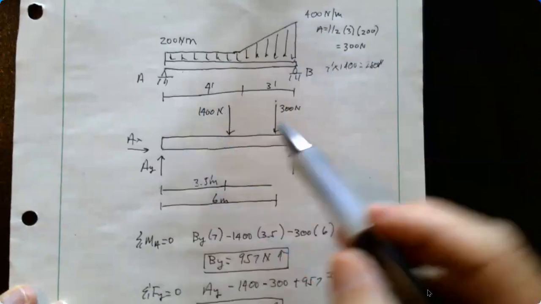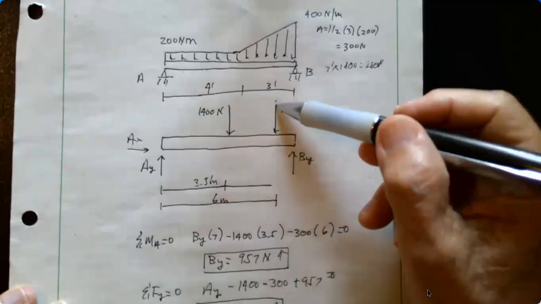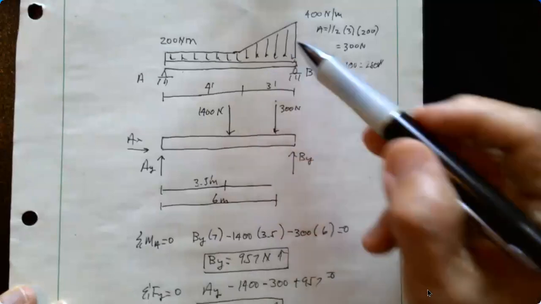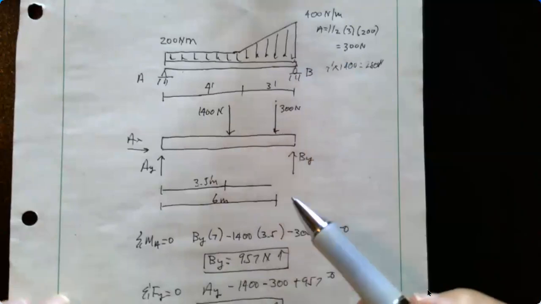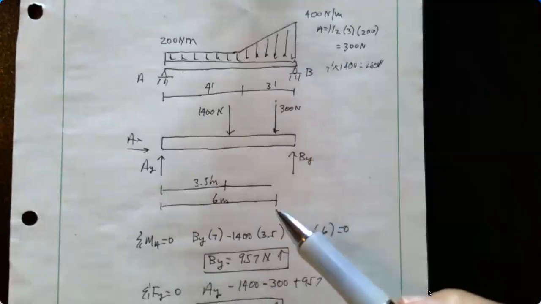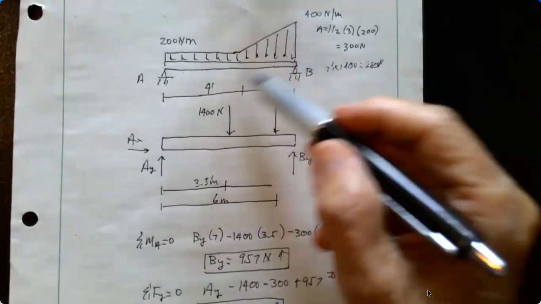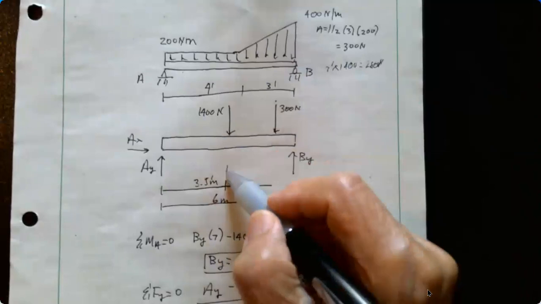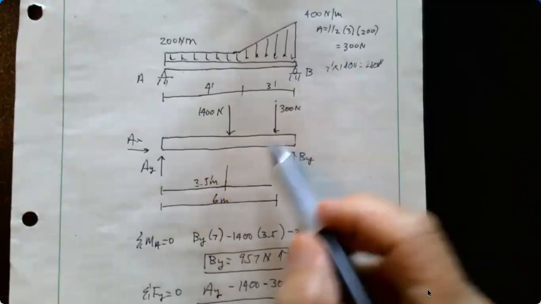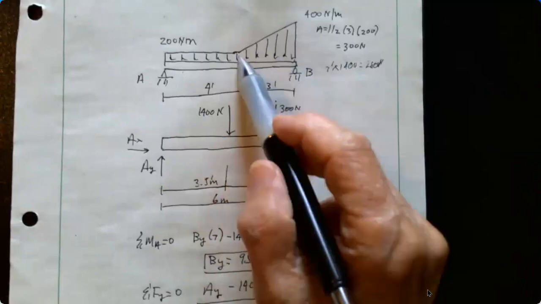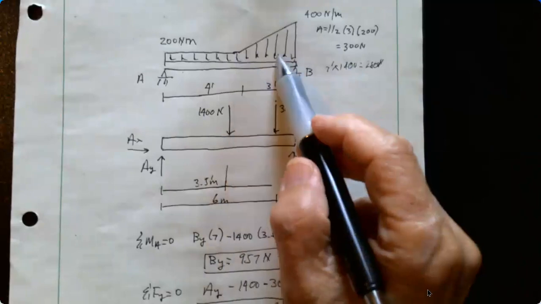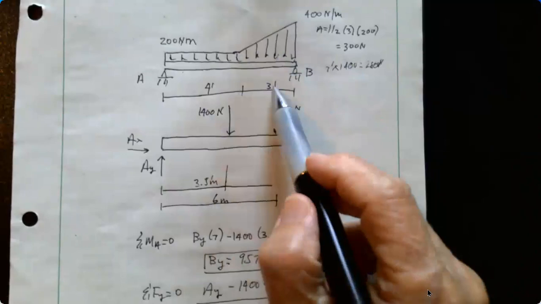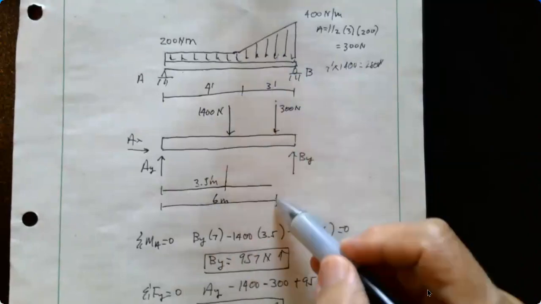And then the 300 newtons is going to be acting 2/3 this distance. This is 7 feet, so the rectangle's load acts over 3.5 here, which is what I have here. The triangle will be acting at 2/3 this distance. So it's 4 plus 2/3 of 3, which is 2. So this is acting at 6.